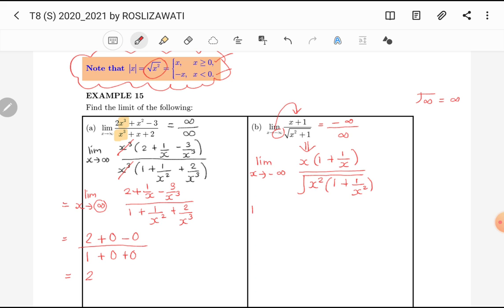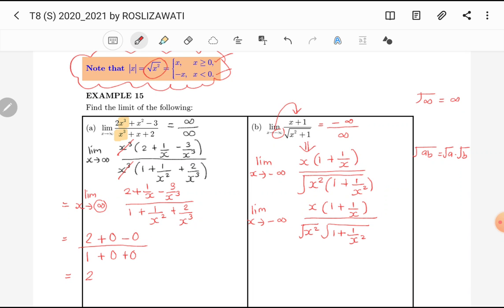Okay, and then we can write limit x approaches negative infinity. So, copy the numerator x times 1 plus 1 over x divide by, okay, we know that square root of AB can be written as square root of A times square root of B. So, sama jugalah yang ni. Saya akan pecahkan. So, it becomes square root of x squared times square root of 1 plus 1 over x squared. Ya? Okay, next.